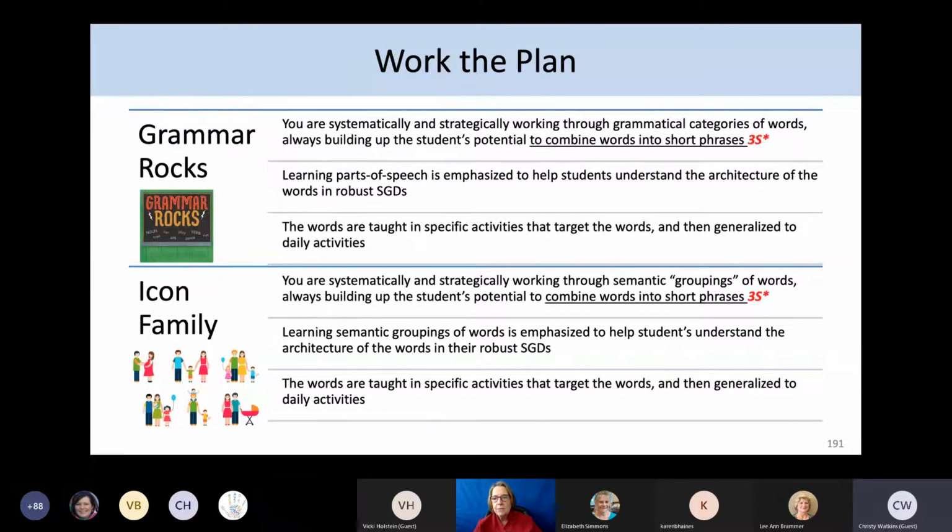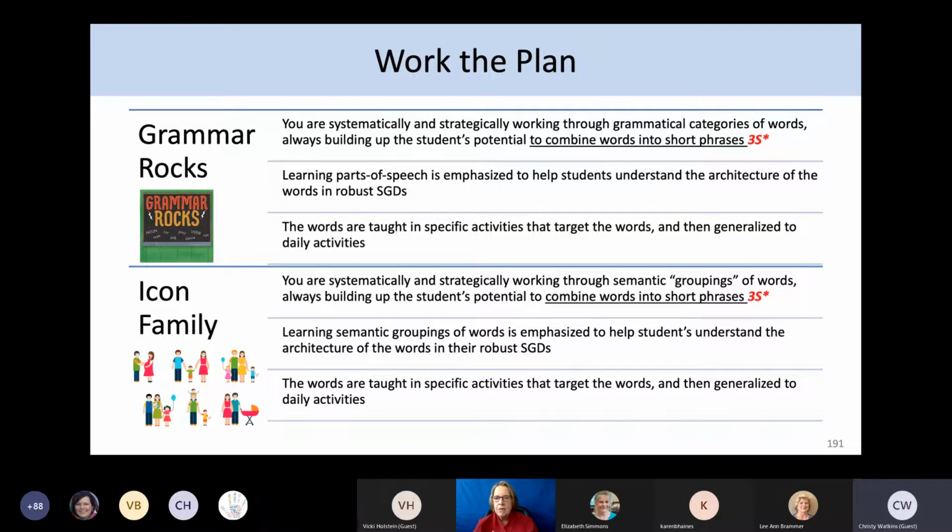Grammar Rocks shouldn't surprise you. You're systematically and strategically working through those words, but this time by grammatical categories. And an advantage of this plan for teaching vocabulary is it naturally dovetails into understanding the architecture of the words in most robust speech generating devices.